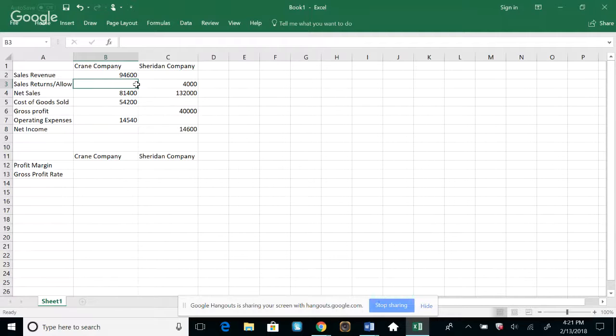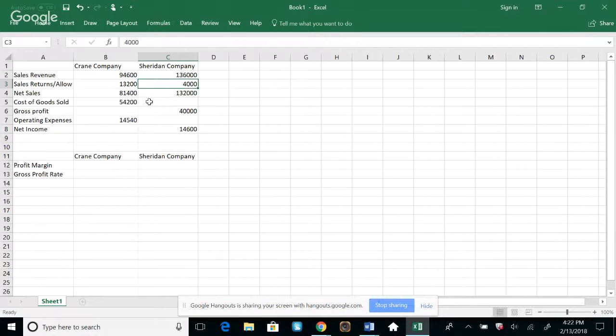For Crane Company, to solve for sales returns and allowances, we take sales revenue of 94,600 and subtract from that 81,400 net sales to get our sales returns and allowances of 13,200. For Sheridan Company, we need to solve for sales revenue. To do that, we simply add net sales of 132,000 plus our sales returns and allowances of 4,000, which gives us 136,000 in sales revenue.